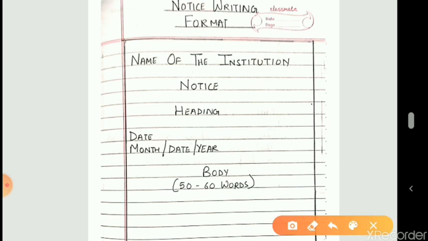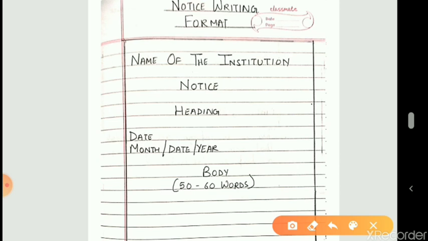Students, in notice writing each heading has got marks. So you need to be very careful because each heading carries certain marks. And this writing will continue till class 12. So it's better that you learn it correctly so that you score full marks in notice writing. And for writing notice, you just need to learn the format of notice writing.